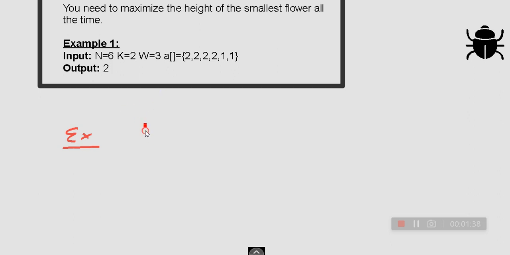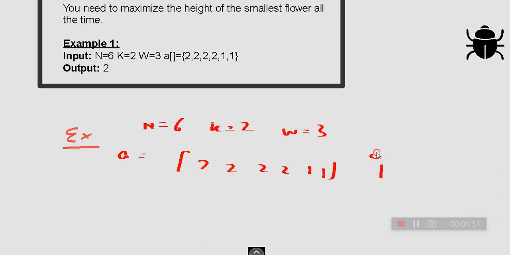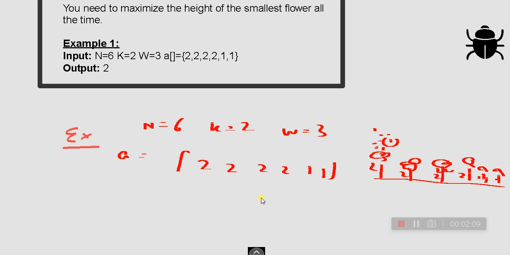Okay, so we have n equals 6, k equals 2, w equals 3, and the height is given here, and it is 2 2 2 2 1 1. So we have 6 flowers with given height. Okay, so I have flowers like these, and two small flowers. Isn't it like 2 2 2 2 and 1 1? After that, when I water any flower, it is going to increase its height by 1. So this is going to be 3.